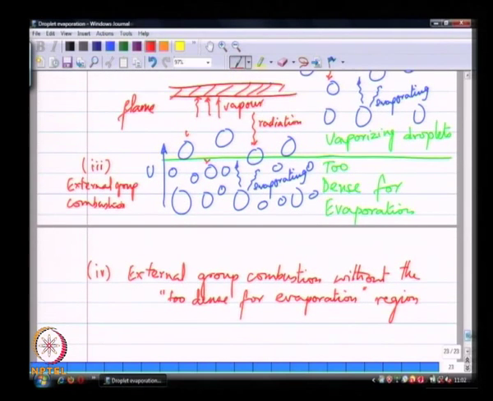Not going to draw a schematic. Essentially, if I take the vaporizing droplets region and extend it all the way to the nozzle, so even very close to the nozzle, I have not saturated the interstitial air. If that be the situation, we would essentially have vaporizing droplets emanating from the nozzle, and these vaporizing droplets supply fuel vapor to the flame. And the flame itself is completely, physically separated from the droplets, and all the droplets are completely evaporated by the time they get to the flame.